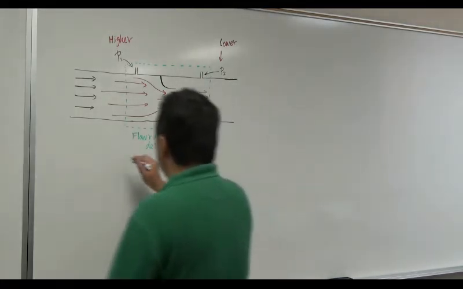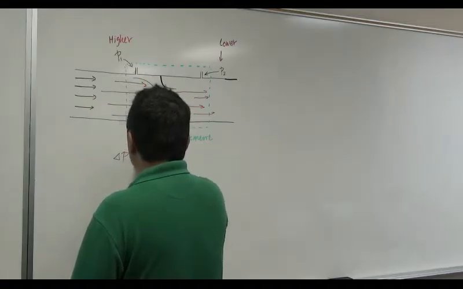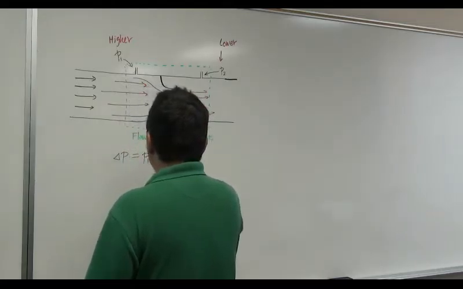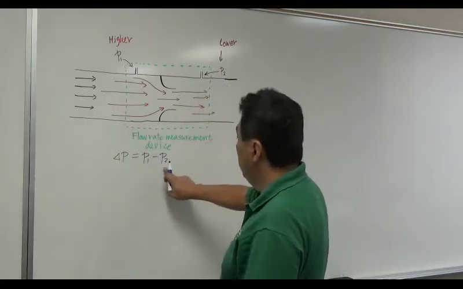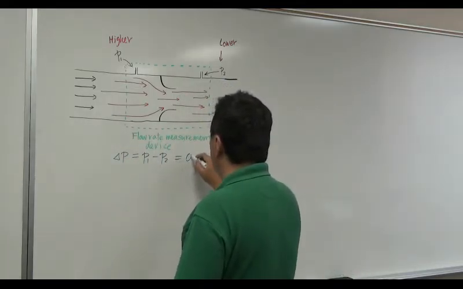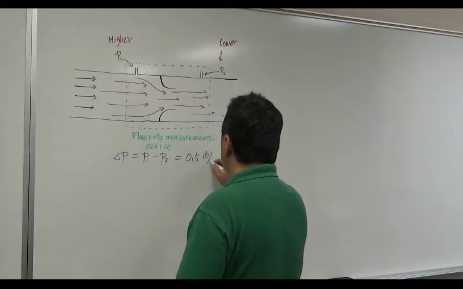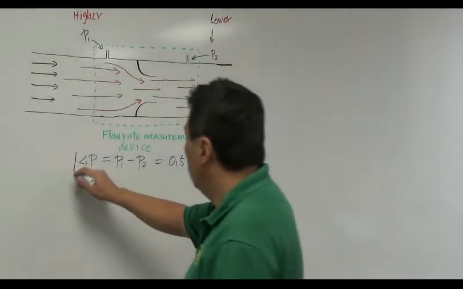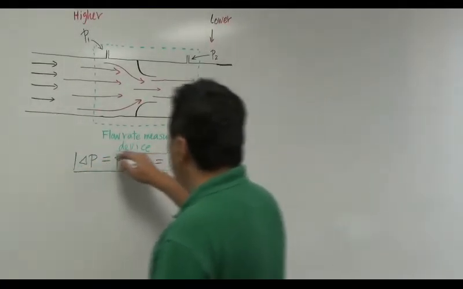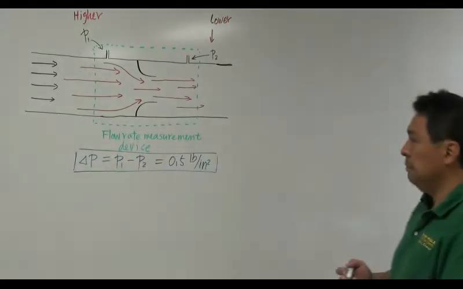So let's say delta P. Delta P is, of course, P1 minus P2. You are going to make a lower pressure P2. If this is 0.5 pounds per square inch, psi, this is a given condition.